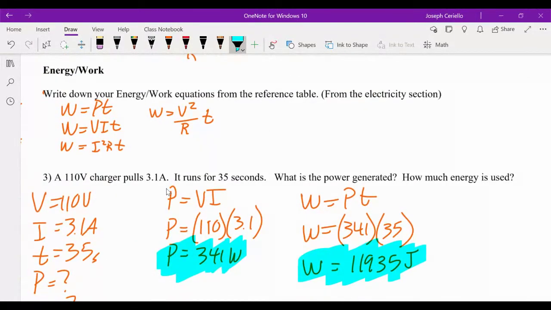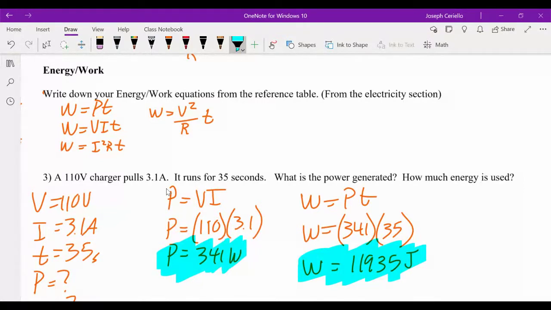Now our energy equations are simply the power equations multiplied by time. These are also on your reference table. Make sure you know where to find them. Work is the same as energy, basically, for our purposes here. Work is the change in energy. So if energy is being used, it's changing form.